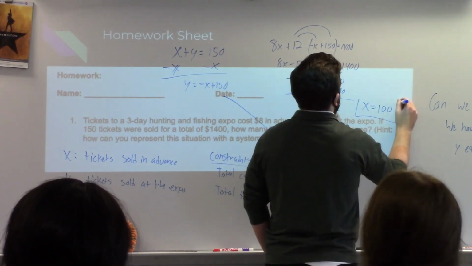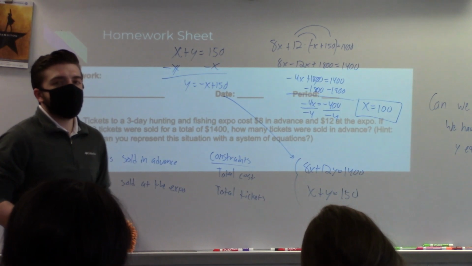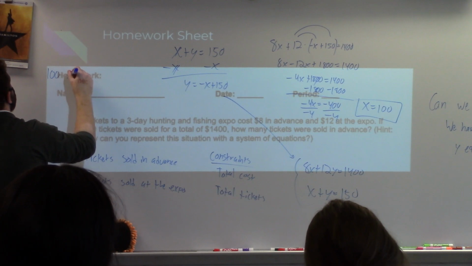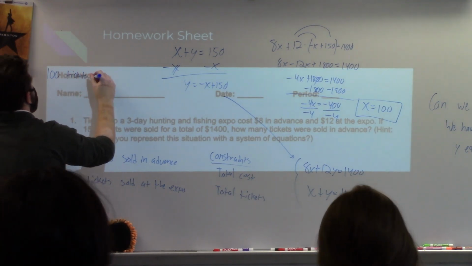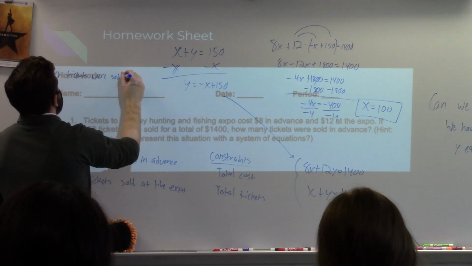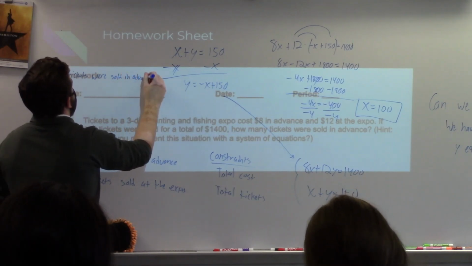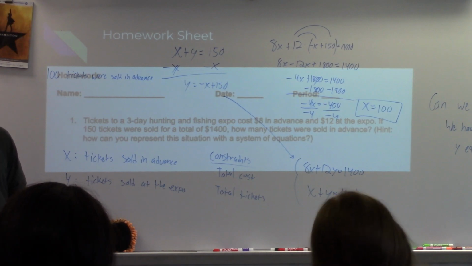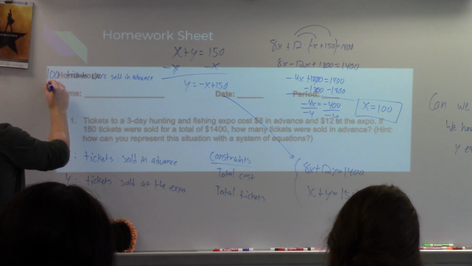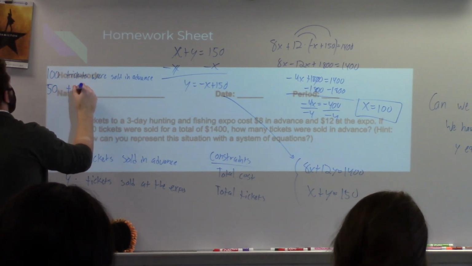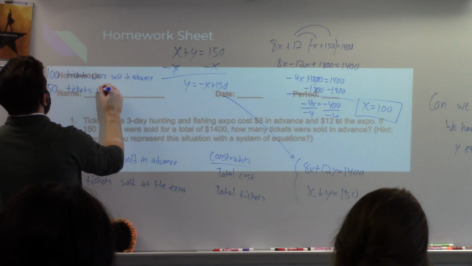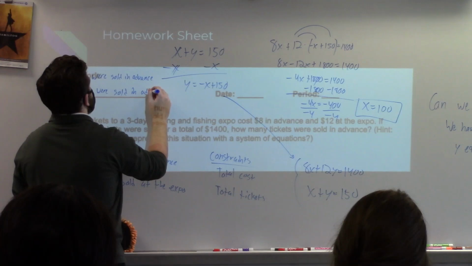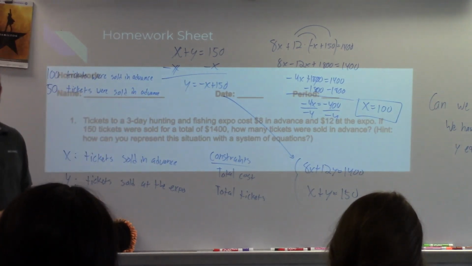100. So what does this x equals 100 mean in our problem? 100 tickets were sold in advance. So how many tickets were sold at the expo then? 50? How'd you get 50? I plugged 100 in for x and then solved for y. So what did you do with the 100? I plugged it in, or substituted it.